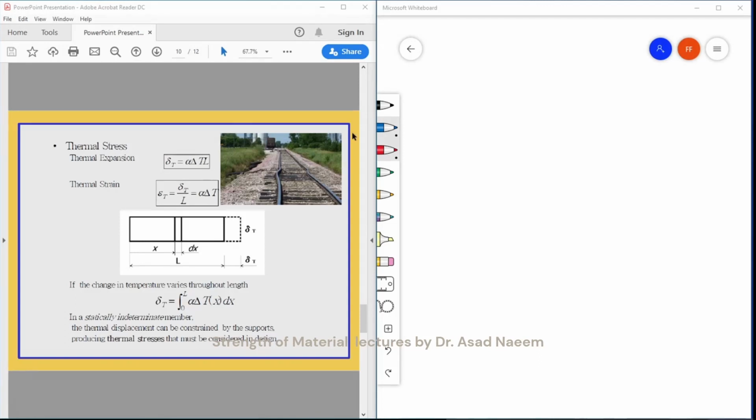Anyway, so thermal stresses, I mean the effect of the thermal change, can cause damage to materials or structures, and we have to consider the stresses that are induced into the structure because of the thermal change.